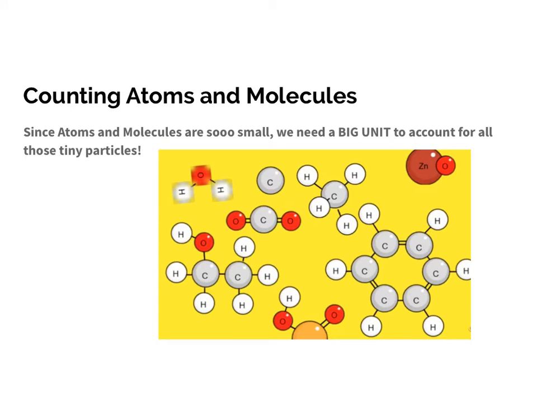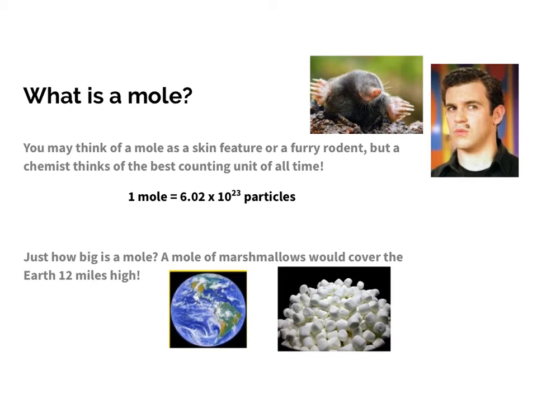So in chemistry, with counting atoms and molecules, remember that atoms and molecules are so small. It would take forever to count how many there are. So we need to have a bigger unit to account for all of those tiny particles. Now in lab, we're not going to be measuring individual carbon atoms or individual carbon dioxide molecules. We're going to be measuring larger quantities of these things. Therefore, we're going to need a simplified unit to help us keep track of how much material we have. So this simplified unit is called a mole.